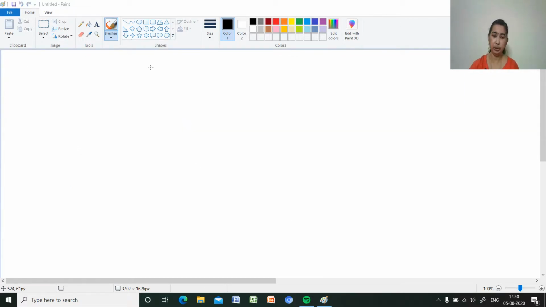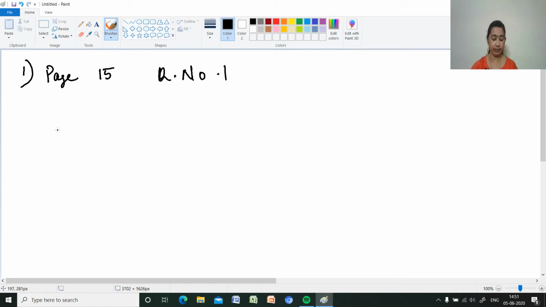Next we'll move on to the exercise questions. The first question here is: draw the two quadrilaterals shown below, draw triangles of the same area and calculate the areas. That is page number 15, question number 1.